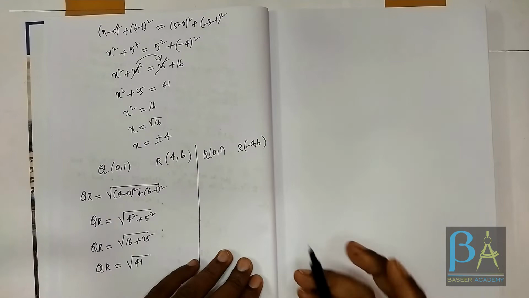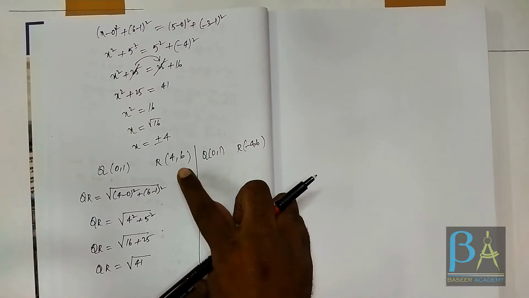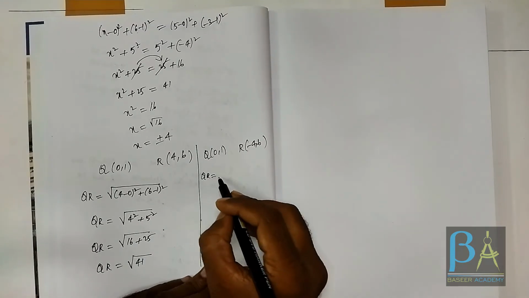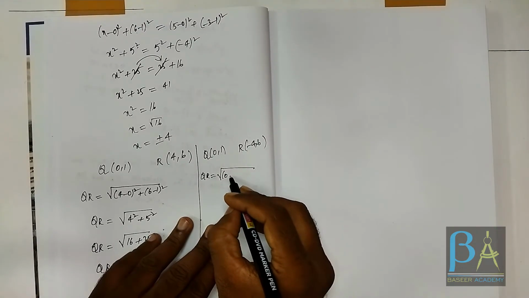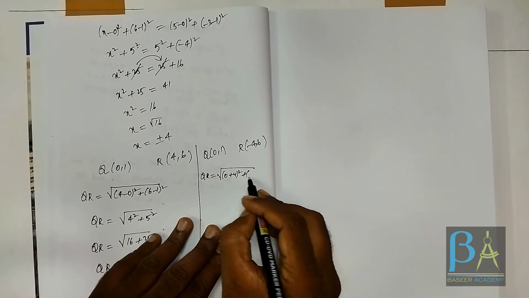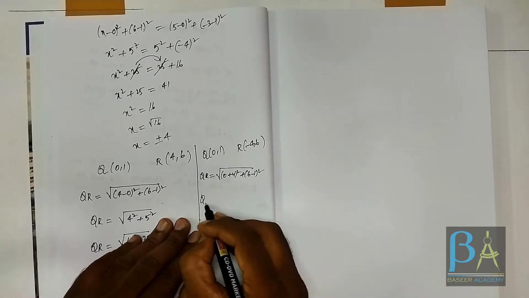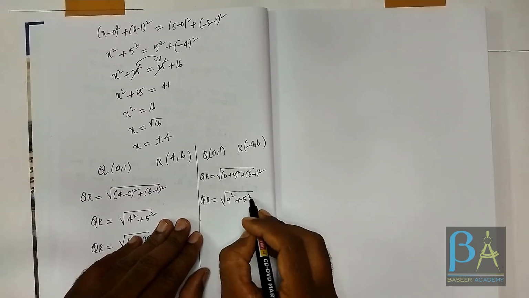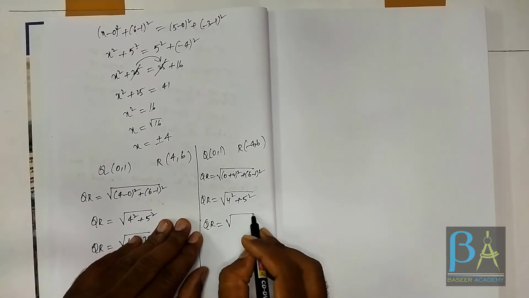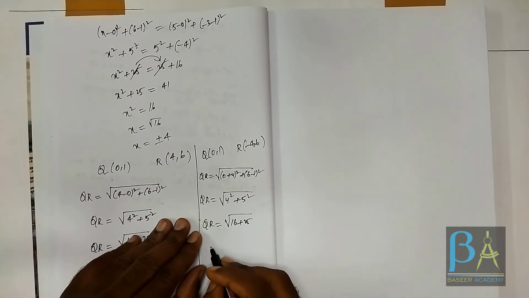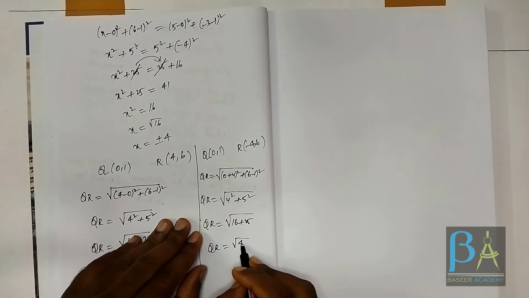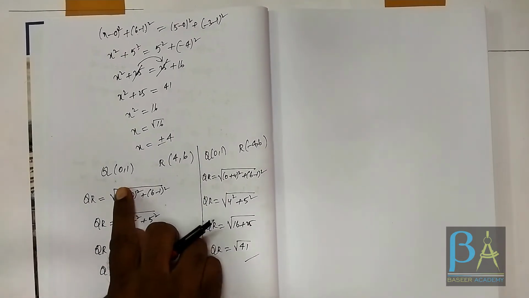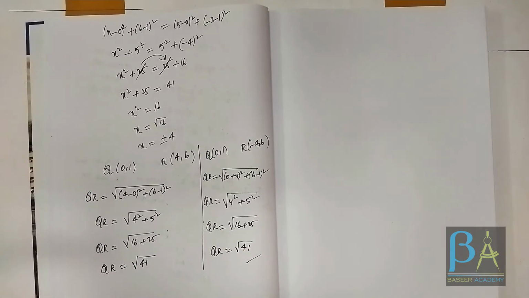Now let us find out the distance QR when the value of x is minus 4. In this case, it is going to be 0 minus of minus 4 is plus 4, 6 minus 1 whole square. QR is going to be 0 plus 4 is 4, 6 minus 1 is 5. QR is going to be 4 square 16, 5 square 25. So QR is going to be root 41 once again. So the distance between the point Q and the point R is root 41.